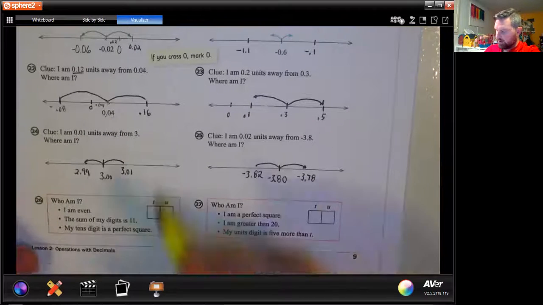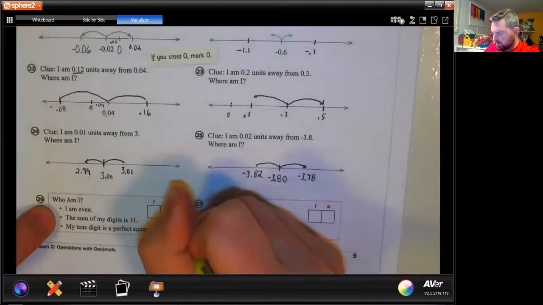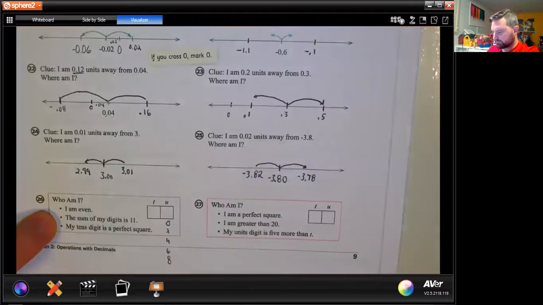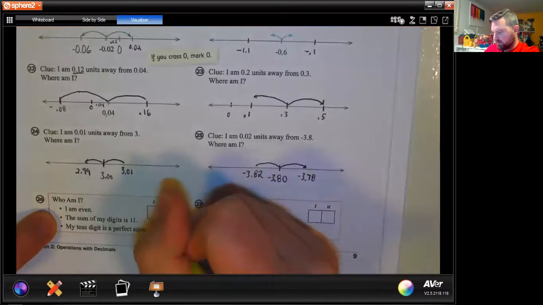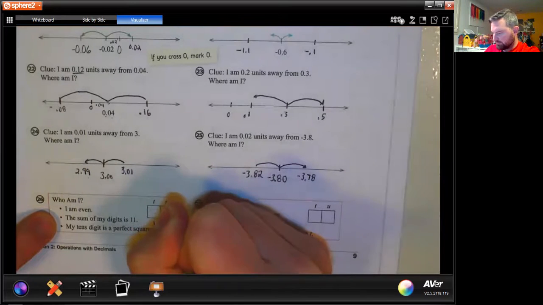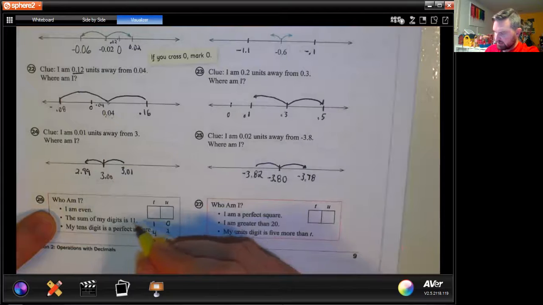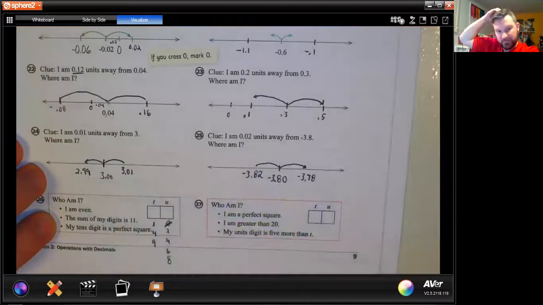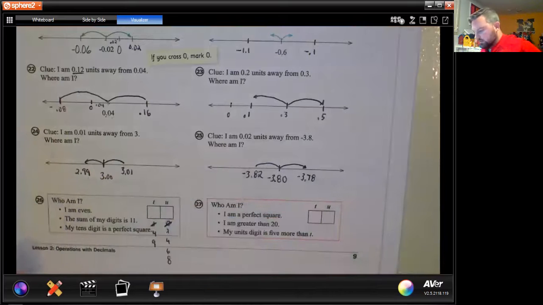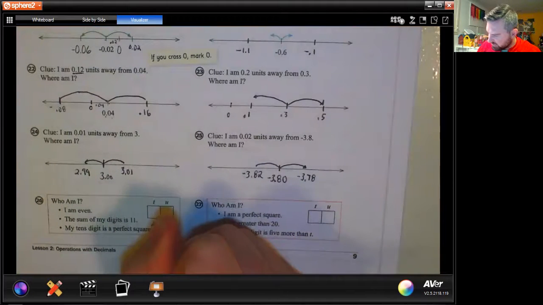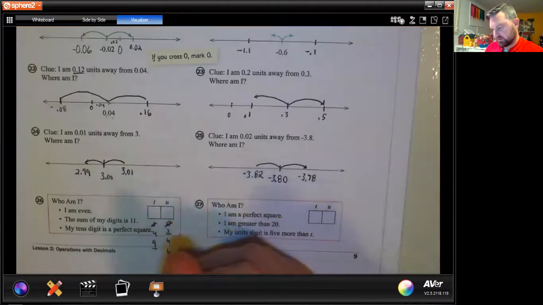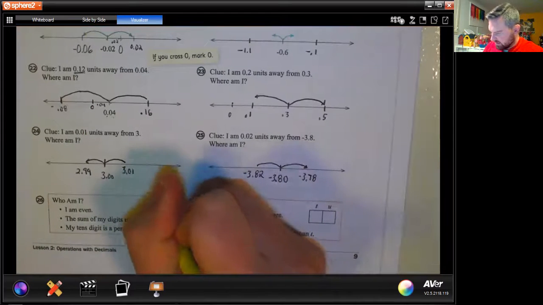Okay, some more of these of who am I? I'm even, so that means this is a 0, 2, 4, 6, 8. The sum of my digits is 11. My tens digit is a perfect square. So that's a 1, 4, or 9. So the sum of my digits is 11. If this is 0, this has to be 11, which it can't be. If this is a 1, this would have to be a 10, which it can't be. Okay. 9 plus 2 is 11. And 4 plus 7 is 11. I don't have a 7 over here, so we get a 92.